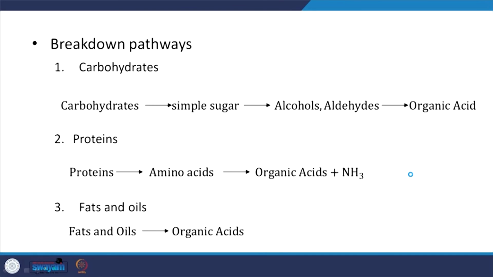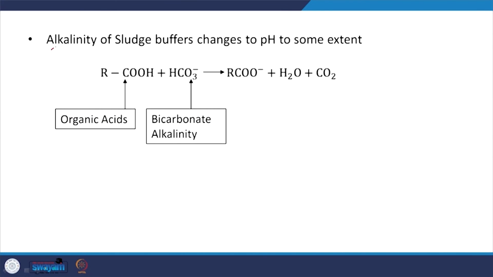So, let us just simplify it one last time. Breakdown pathways in the hydrolysis step: carbohydrates going to simple sugars, alcohols, aldehydes and organic acids. Proteins give you amino acids and, obviously, a source of nitrogen. Fats and oils give organic acids. As I mentioned, the alkalinity of the sludge is very important. Why is that? Acetic acid, right. As you can see, organic acids or even acetic acid are going to lead to souring of your anaerobic digester. There is a term called souring. So, that is one aspect to keep in mind.